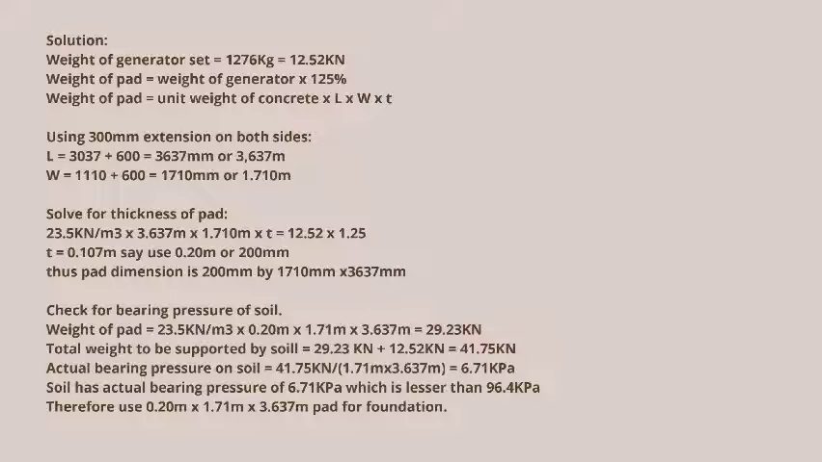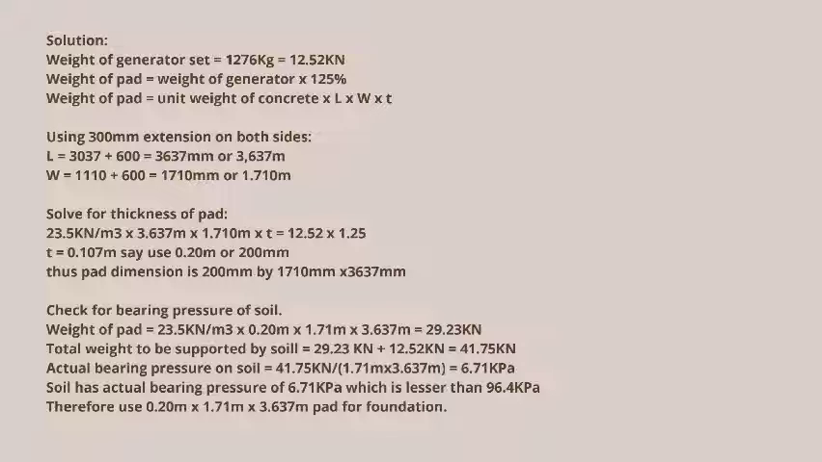Check for bearing pressure of soil. Weight of pad is equal to 23.5 kN per cubic meter times 0.20 m times 1.71 m times 3.637 m is equal to 29.23 kN. Total weight to be supported by soil is equal to 29.23 kilonewtons plus 12.52 kilonewtons is equal to 41.75 kilonewtons.